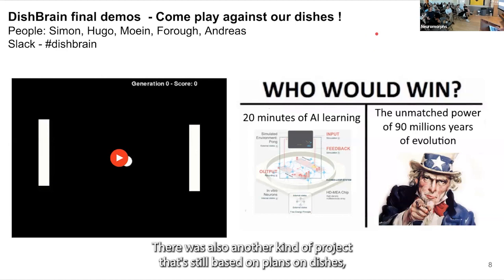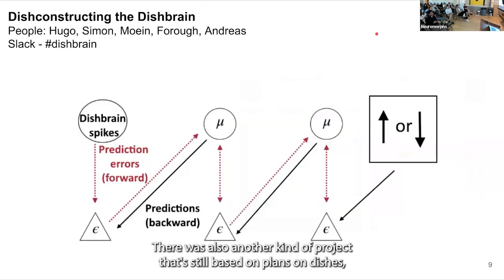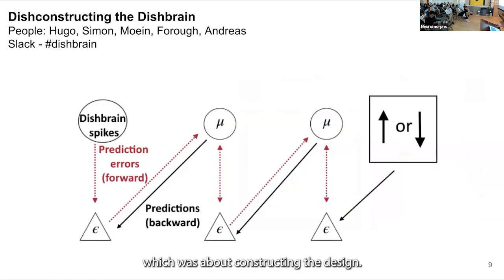There was also another project that's still based on puns on dishes, which was about deconstructing the dish brain.